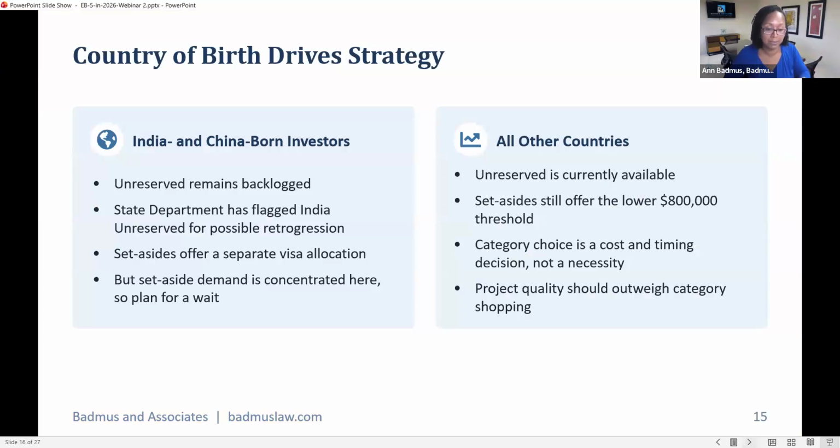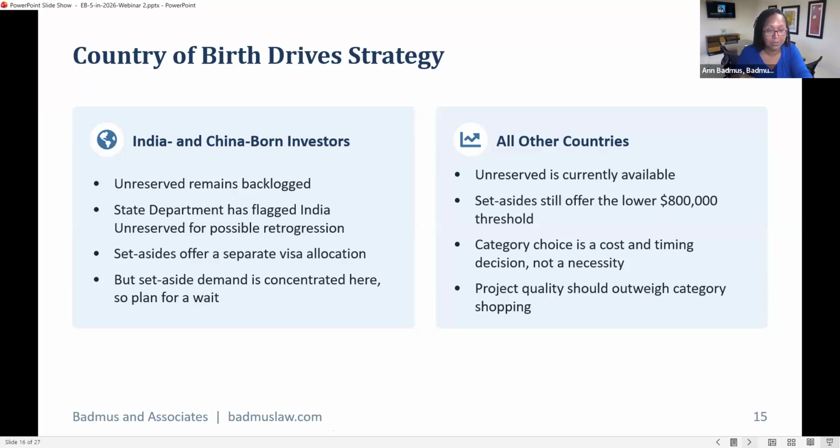Okay, so country of birth also makes a difference, of course, as it relates to the Visa Bulletin and the processing queue that we're looking at. It really does drive a great deal of EB-5 strategy if you are planning to apply, or if you're in the process, or even if you are actually in the queue. If you were born in China or India, the unreserved category, as I mentioned earlier, is backlogged. And the State Department has flagged India's unreserved category as one where in the future it's very possible that, because of the high demand, there's going to be a retrogression or even unavailability. So the set asides are very important in that case, because they give you a separate visa allocation. As I mentioned, that priority of rural and high unemployment areas. If you are in those particular set asides, you may have somewhat of an advantage. So you want to consider that as you're looking at your projects or determining which projects to invest in.